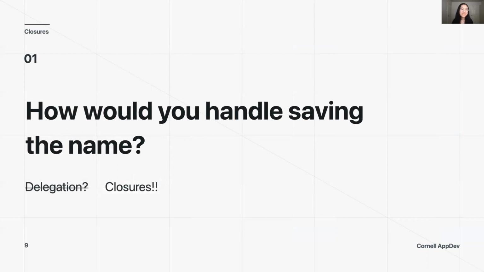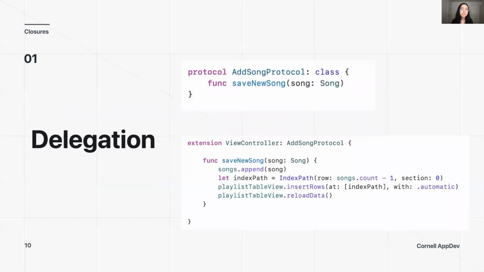With closures, you don't have to write protocols or conform your UIViewController to any of the protocols. And this makes your code cleaner to write and easier to read. So with delegation, say I had this add song protocol and I call this function to save a new song with the song object, right? I'd have to create the protocol, initialize the delegates, and then implement the protocol functions in the view controller that would handle the function, right?